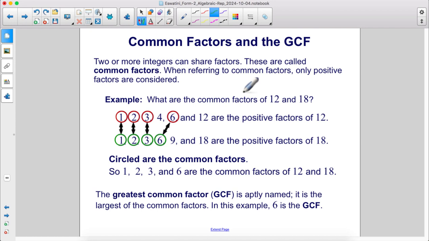2 or more integers can share factors. These are called common factors. When referring to common factors, only positive factors are considered. So what are the common factors of 12 and 18?